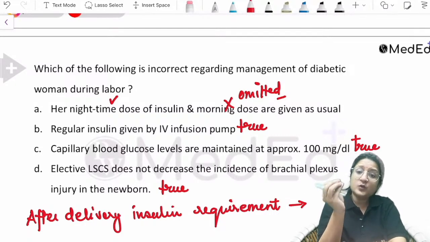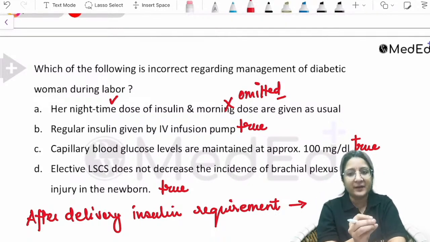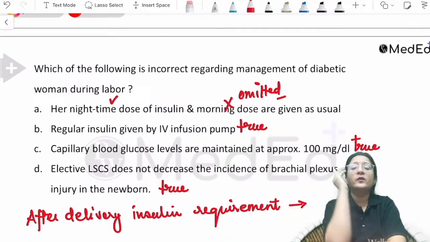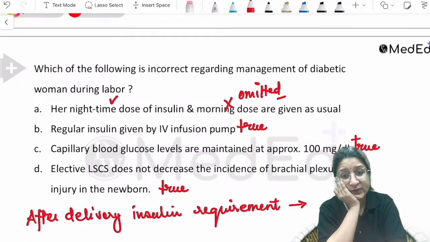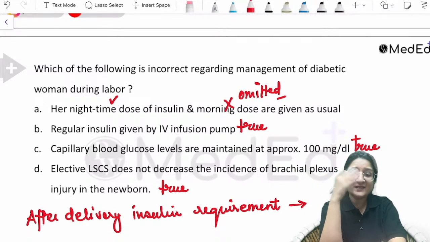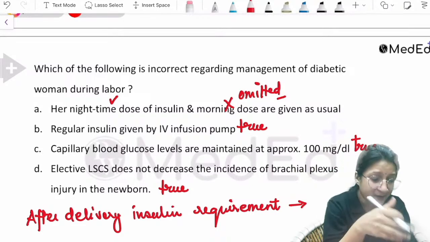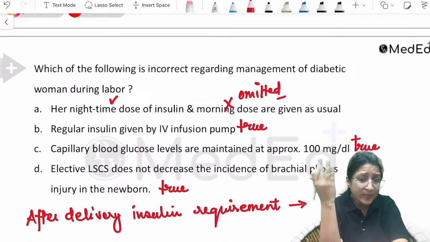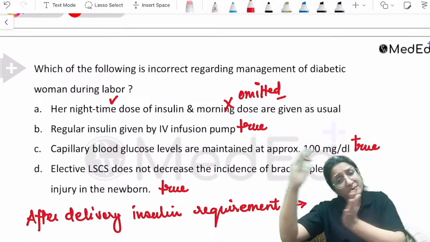Even if there is a woman who is a known diabetic, or for example somebody whom we started on insulin in the second trimester, as her pregnancy advances, as the insulin resistance during pregnancy increases, her insulin requirement will also increase. We see that. In labor also, yes, you're right, stress hormones. So yes, insulin requirement increases during pregnancy.